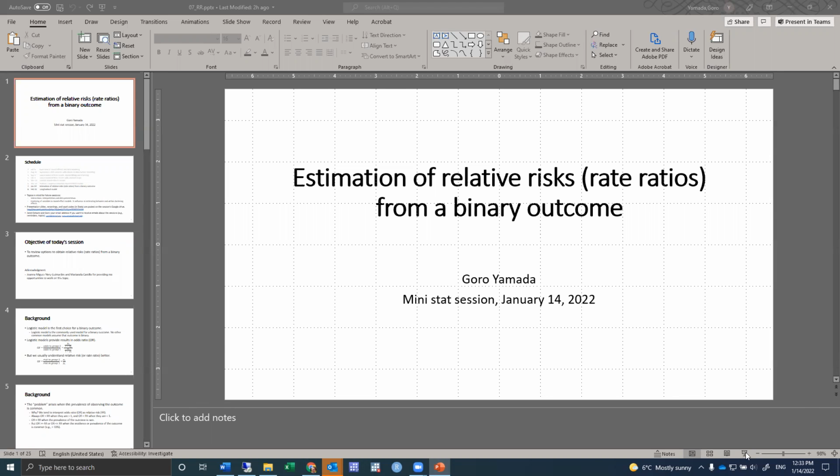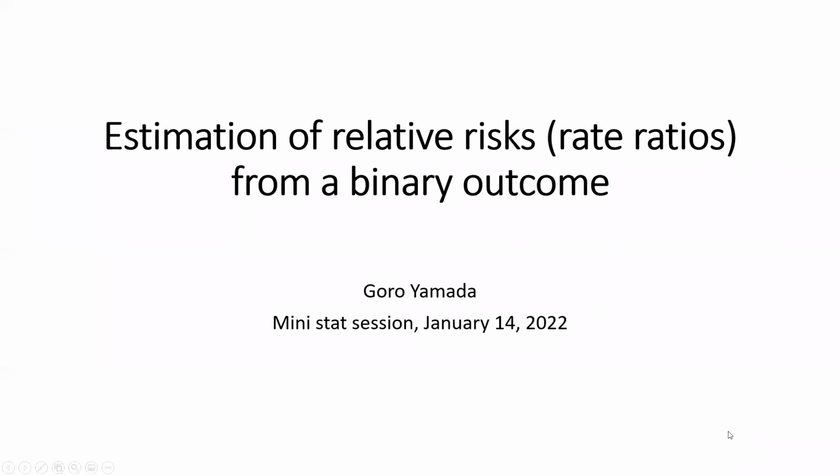Hey, welcome everyone. So today's topic is about the estimation of relative risk or rate ratio from a binary outcome. As we do when our outcome is a 0 or 1 binary outcome, the regression model we usually use is logistic regression, which produces odds ratio. And sometimes we want to show the result not in odds ratio, but using relative risk. And today's topic is how to do so.